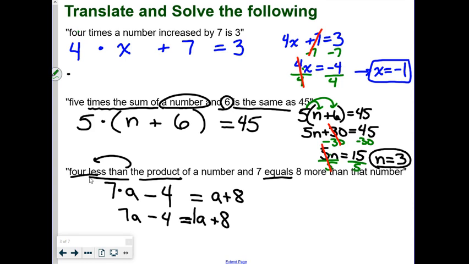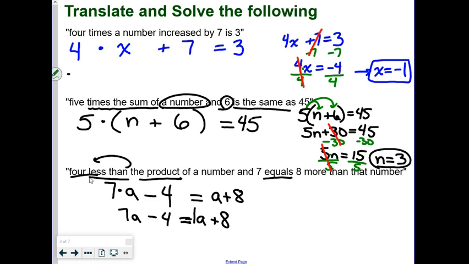Can we combine like terms on the left side or the right side? Can we distribute on the left side or the right side? Can we do any of those things? And you can't here. So here we want to cancel out either the 7a on the left side or the 1a on the right side.